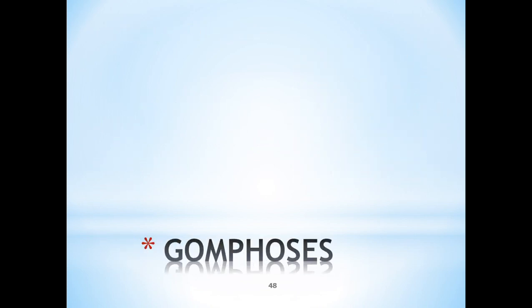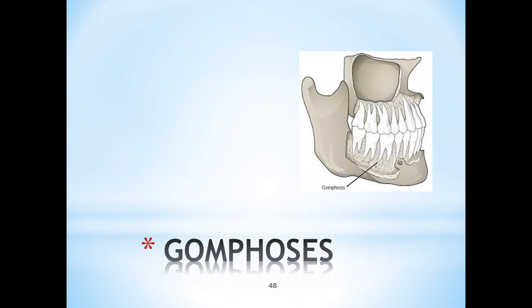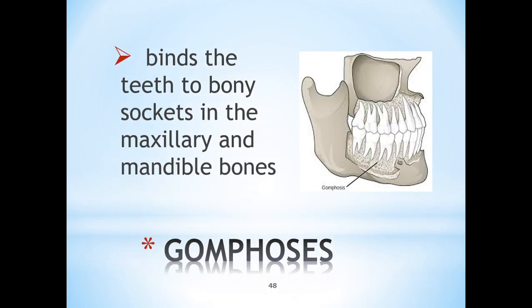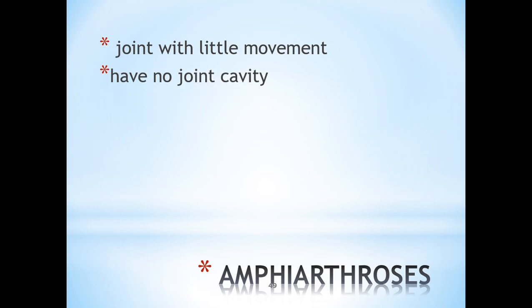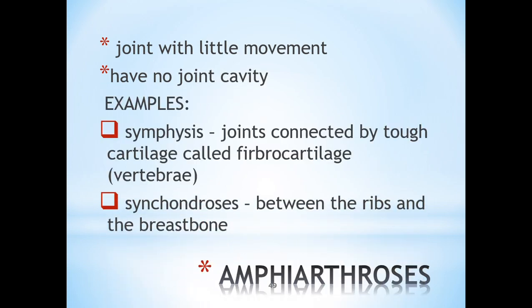And then we have the gomphoses. Ayan. Gomphoses, these are also an example of your synarthrosis. They bind the teeth to the bony sockets in the maxillary and the mandible bones. And then the second one is the amphiarthrosis, in which there is a little movement of our joints. So they have no joint cavity. Examples, okay, so examples are your vertebrae in your spinal column.